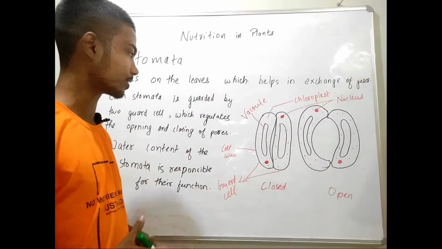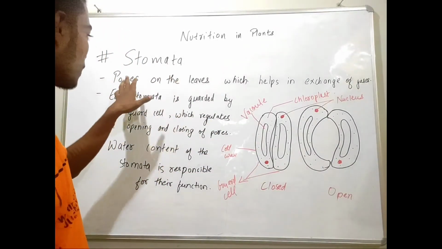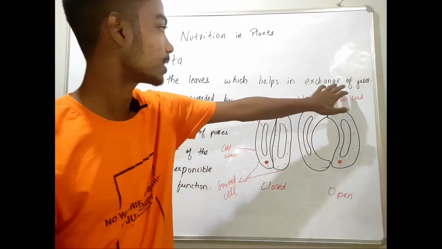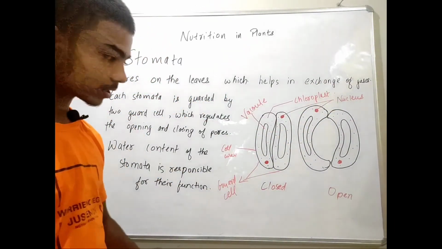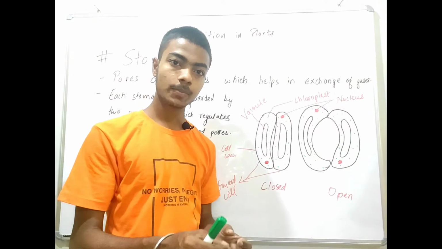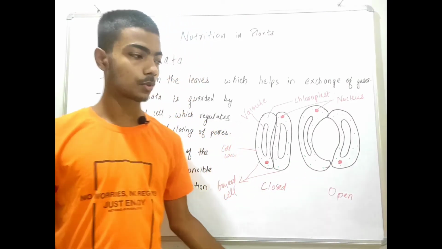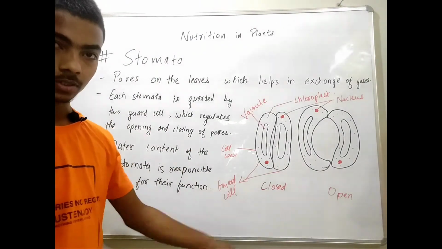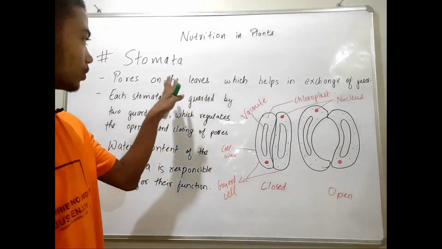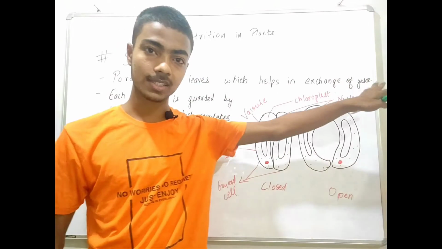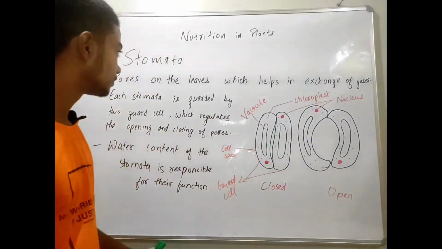So what are stomata? Stomata are pores on the leaf which help in exchange of gases. Stomata are the small pores present in the leaves which help in the exchange of gases like carbon dioxide and oxygen, which is produced during the photosynthesis. So this stomata helps in the exchange of gases from leaf to atmosphere.